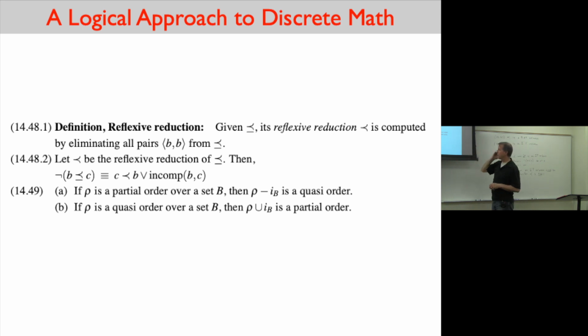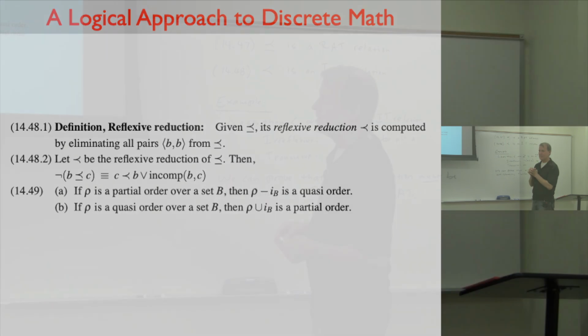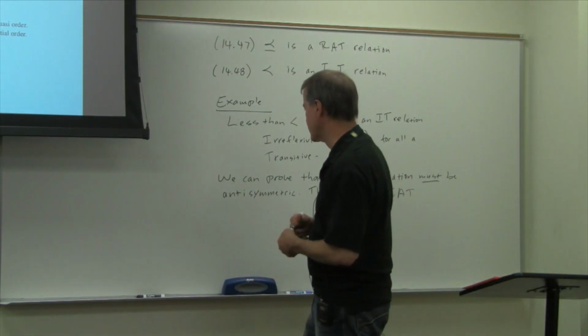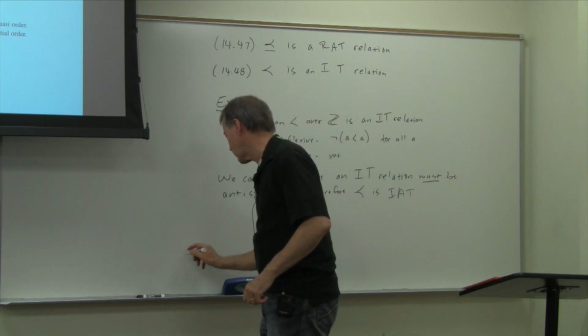And then 14.48.2 says let the it relation be the reflexive reduction of the rat relation, okay? Then, if B is not rat related to C, that can only mean two things. Either C is it related to B, or B and C are incomparable. All right? If B is not rat related, remember that Hasse diagram that we had? What was that Hasse diagram that we had for that?